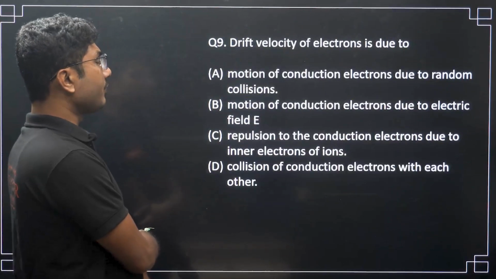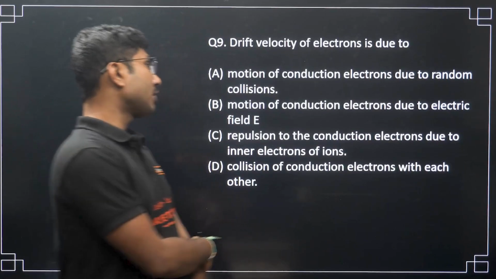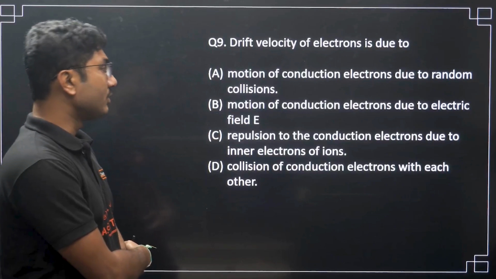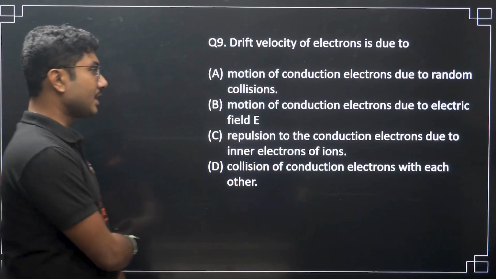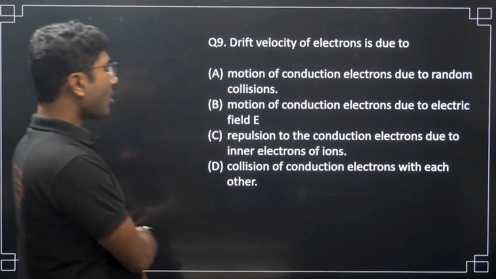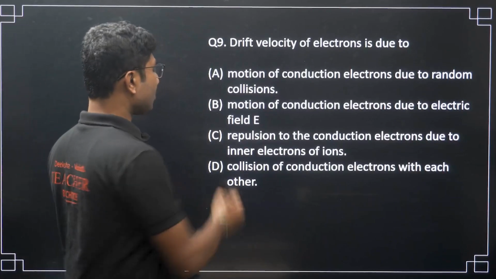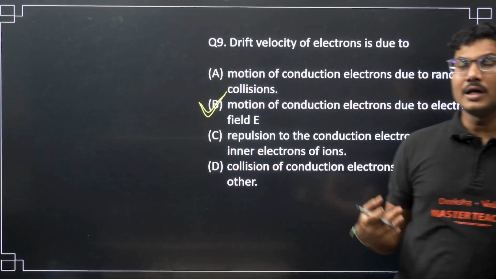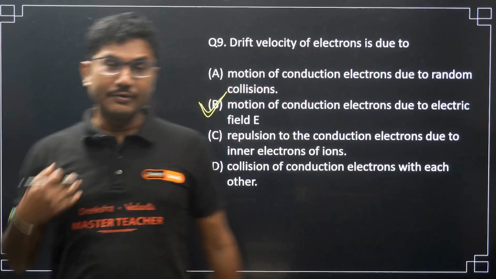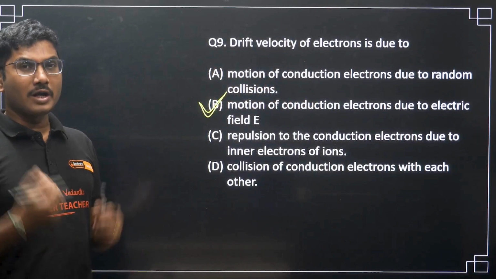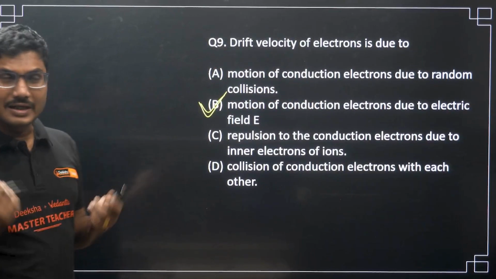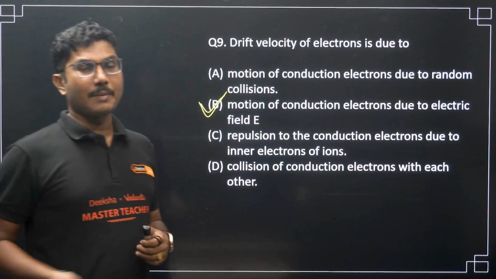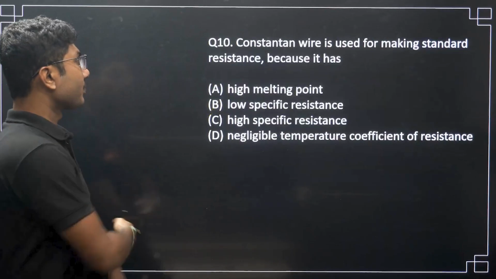Drift velocity of electrons is due to motion of conduction electrons due to random collisions, motion of conduction electrons due to electric field E, repulsion of the conduction electrons due to inner electrons of ions, collision of conduction electrons with each other. So basically when you apply an external electric field, then only the electrons present in the conductor start to drift in the opposite direction, right? So it only happens when you apply an external electric field. So it is very, very important to remember that drift velocity is due to the application of an external electric field.